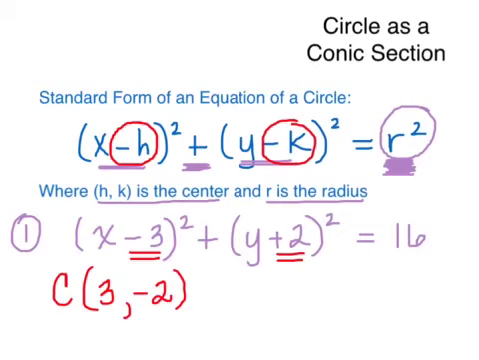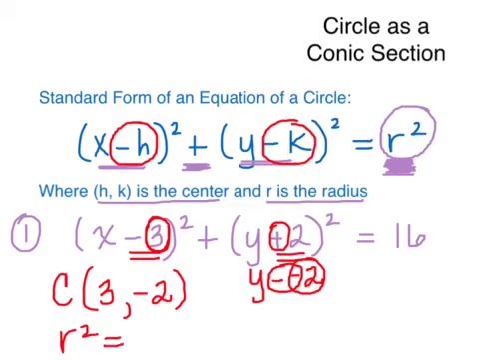Another way to look at it is it's x minus h, so this is your h, and then y minus k could be written like this, and this would be your k, because these two minuses are going to go to a plus. Then r squared is 16. Remember, that is not r, that's r squared. So r would have to be the square root of that, which would be 4.